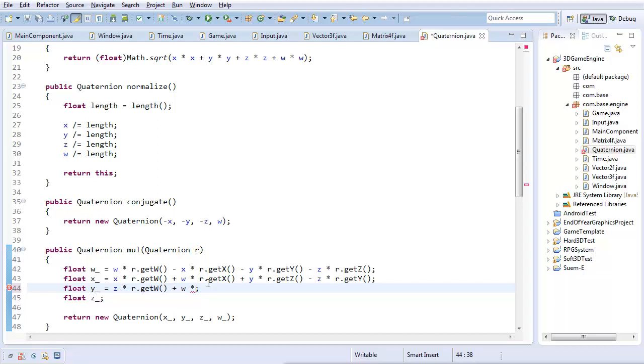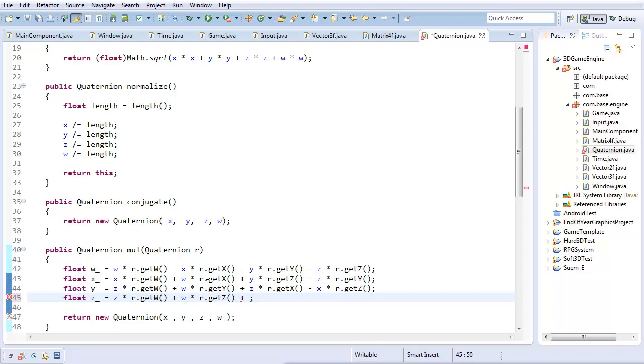Come on. I'm sorry, this is a ridiculous equation. It's not exactly easy to keep straight. W times r dot get y, yes. And z times r dot get x minus x times r dot get z. And finally, z times r dot get w plus w times r dot get z. Wait. Yes, okay, never mind.